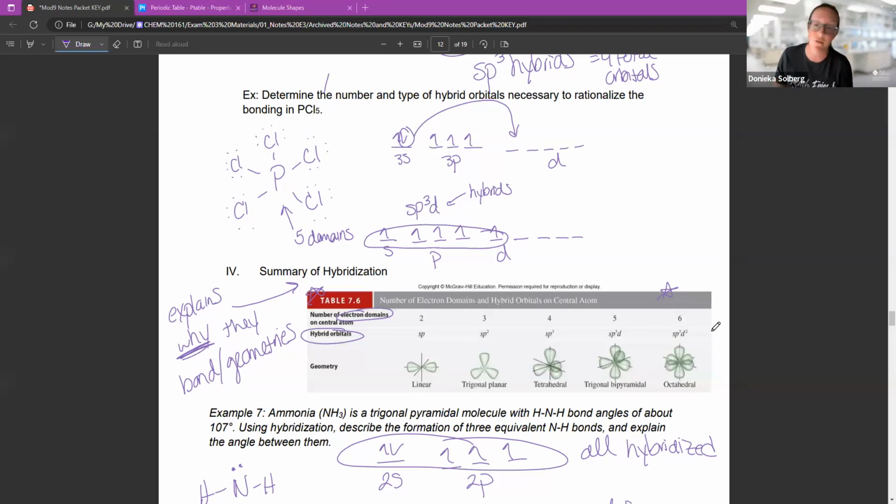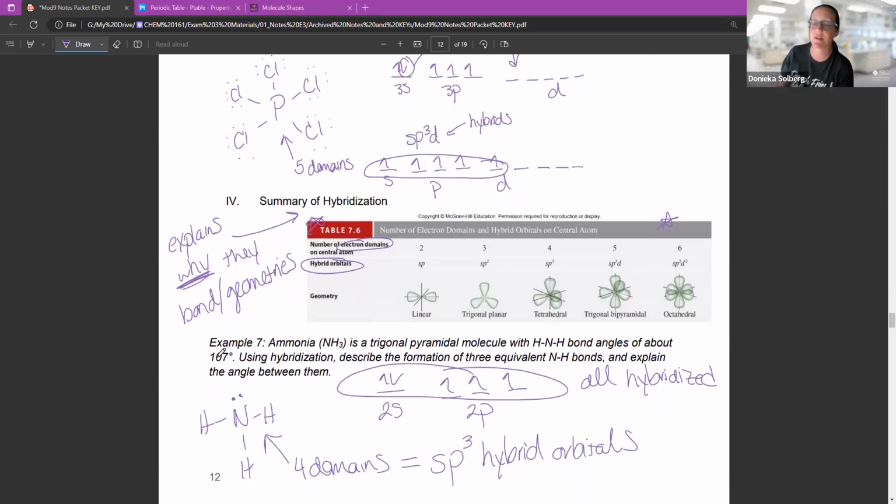So if you take away anything from this lecture, it should be this little chart right here. 2 is sp, 3 is sp2, 4 is sp3, 5 is sp3d, and 6 is sp3d2. And that is it. So in example number 7, again, explaining the angles.